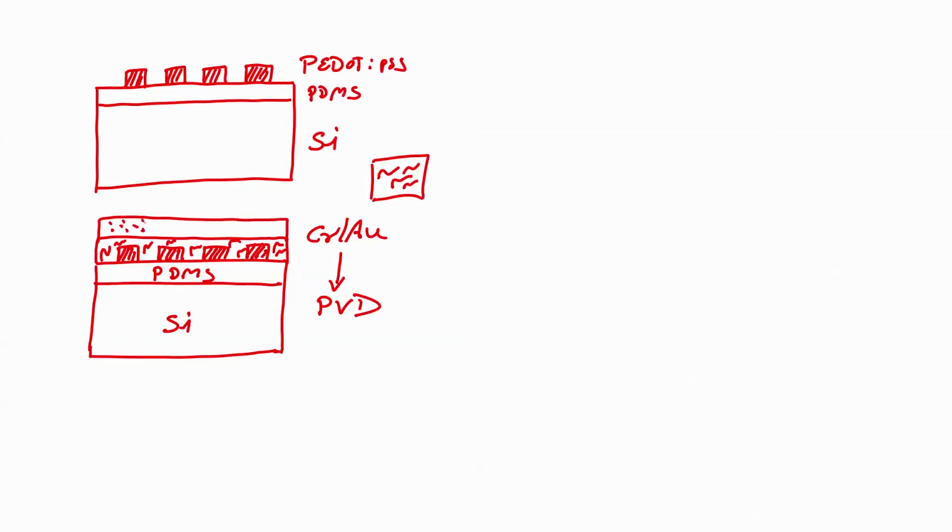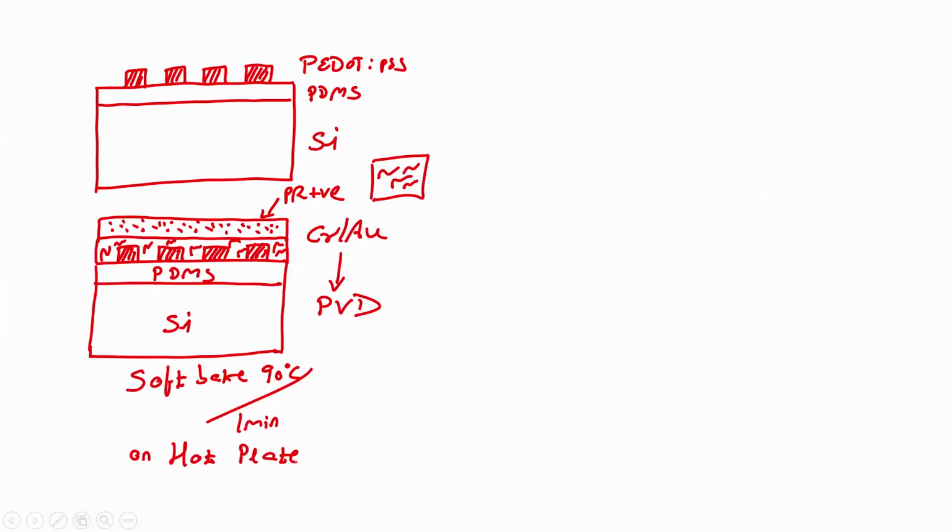Next step would be to spin coat photoresist, right. So, we have spin coated positive photoresist. After spin coating photoresist, next step would be pre-bake or soft bake, right, soft bake at 90 degrees for 1 minute on hot plate, right.